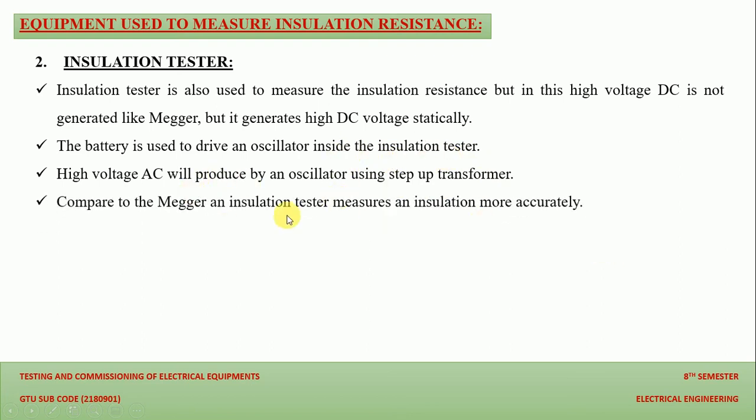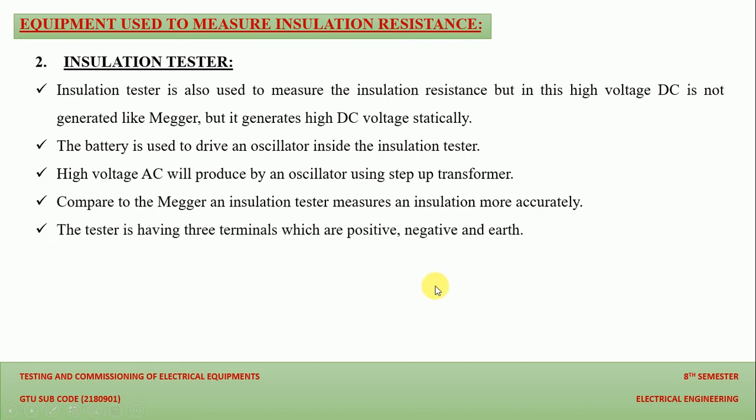Compared to the Megger, an insulation tester measures insulation more accurately, because in this case we do not have a fluctuating signal as in the Megger. With the help of hand we cannot maintain the speed of rotation, so the generated voltage may fluctuate. In this case we will have a DC voltage which is static. So we can measure the insulation resistance more accurately compared to the Megger.